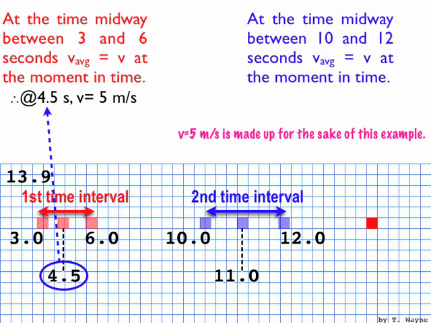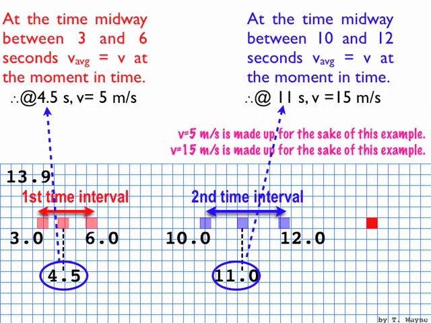So at my second interval, I know that whatever my average is between 10 and 12 seconds, it's that exact velocity halfway through the time. So at 11 seconds, whatever my average is between 10 and 12, that's the exact speed. And so I've got a velocity of 15. Again, this example is just kind of made up because I'm not showing you all the numbers.